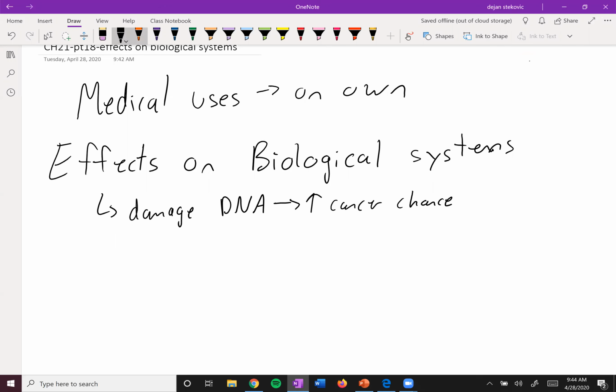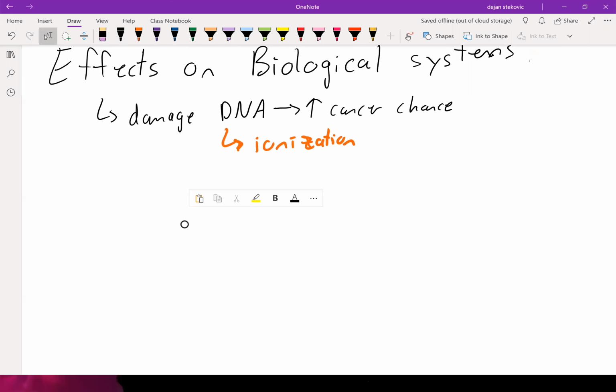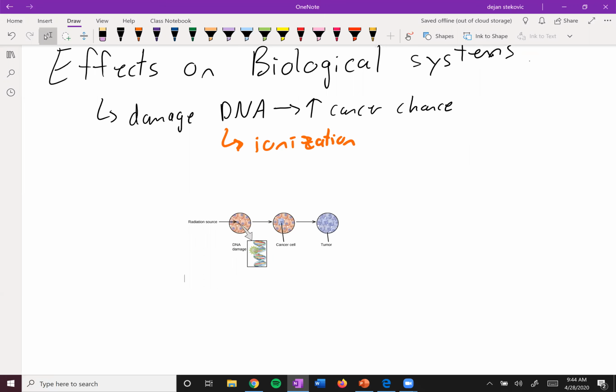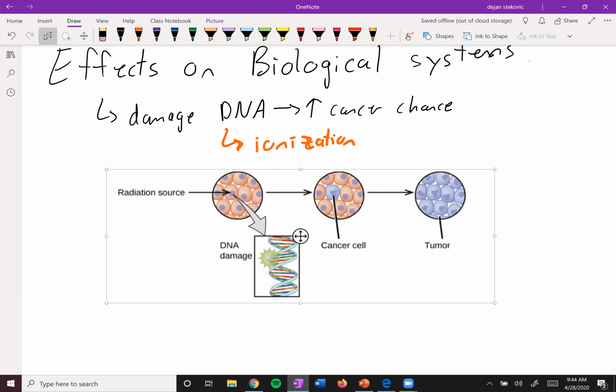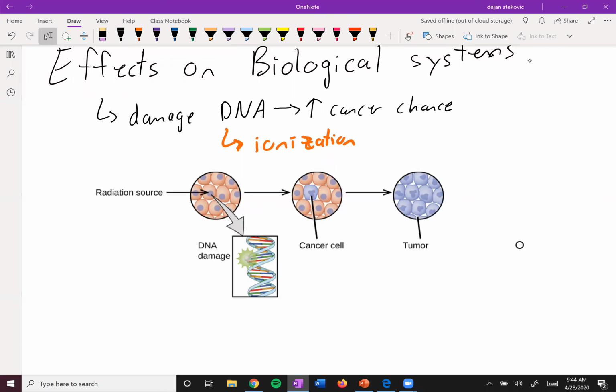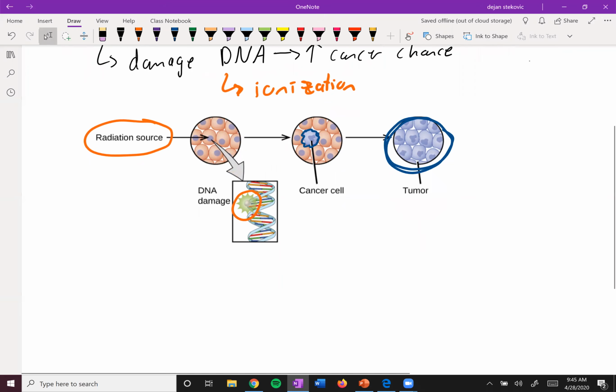Cancer is kind of unmitigated cell replication. The cell just keeps multiplying again and again and again, and you develop a tumor. And the way it damages DNA is through ionization, either direct or indirect. So here's a little picture of this. You have some kind of radiation source, it damages the DNA, and then the DNA causes a cancer cell, so a cell that keeps replicating beyond what it's supposed to, and then it keeps replicating and replicating, and then you have a cancer or a tumor.